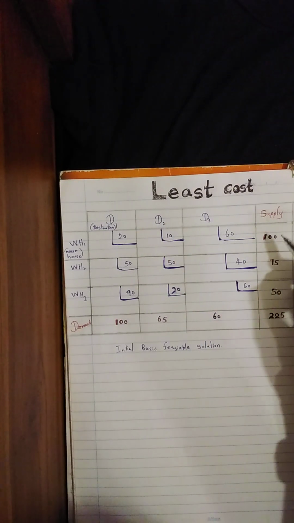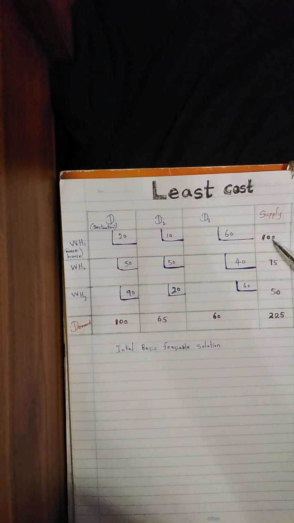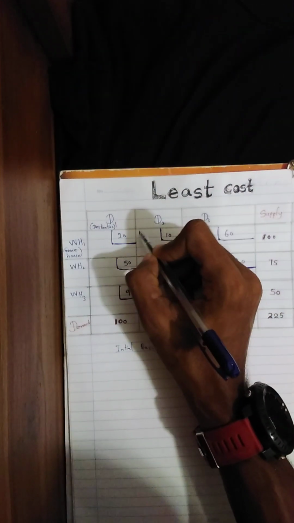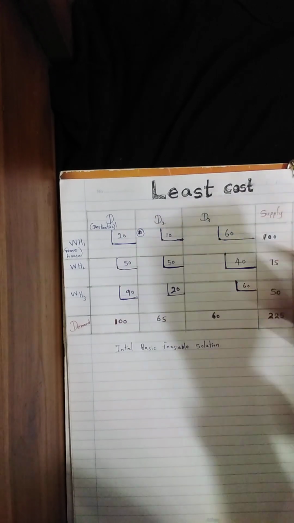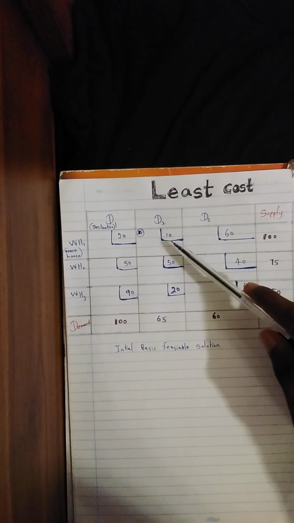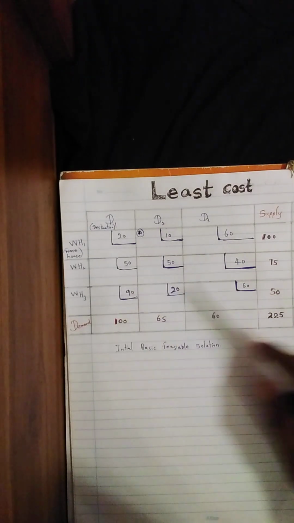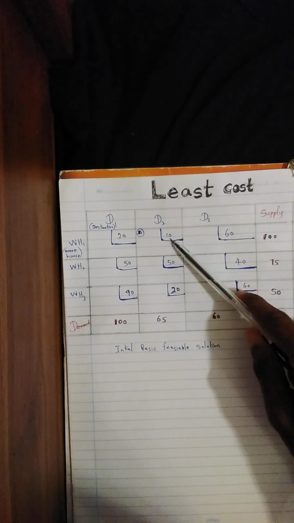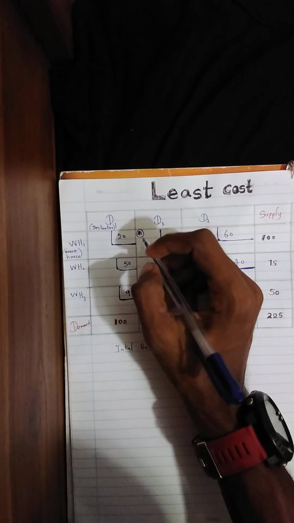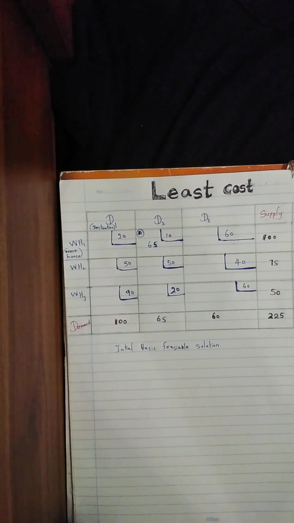Then you can see warehouse 1 can supply 100 units. Therefore we select this cell, because this is the least transportation value. When we consider these values, this is the least transportation cost. Therefore, we can put here 65.